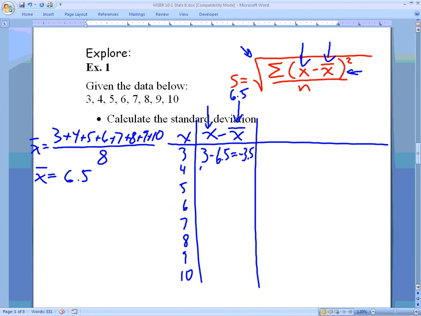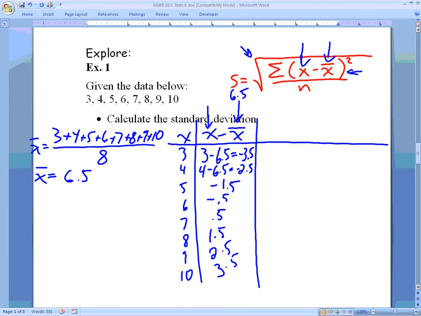So the next one, I'm taking 4 minus the mean, which becomes negative 2.5. For the next one, I'm taking 5 minus the mean, which is negative 1.5. Then I'm taking 6 minus the mean, which is negative 0.5. 7 minus the mean, which is just 0.5. And then 1.5 and 2.5 and 3.5.